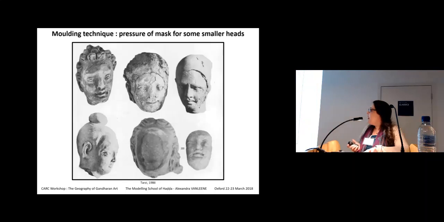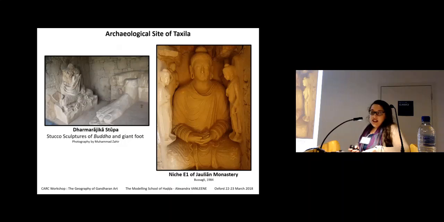Study has shown that some smaller heads discovered in Haḍḍa resulted from a molding technique obtained through the pressure of a mask on the clay of stucco. Could these masks have been copied, or did they travel in the suitcase of itinerant artists? Following this idea, we said earlier that from its first discovery, the artistic production of Haḍḍa was put in parallel with that of Taxila, in spite of the geographical distance.